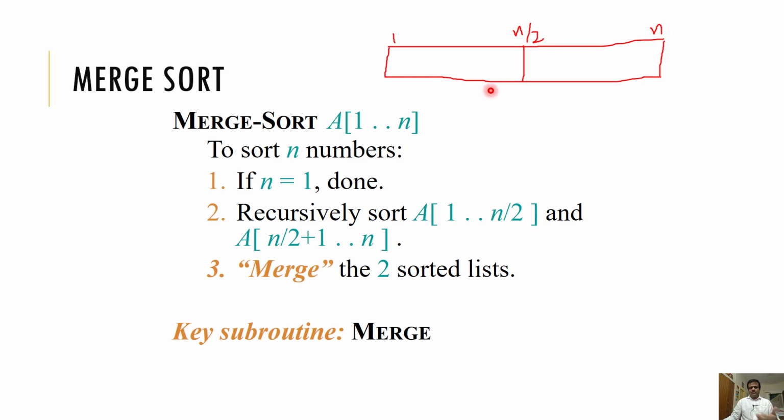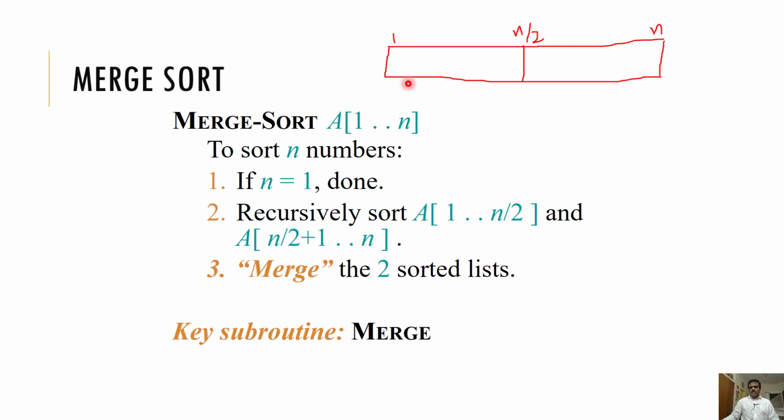That is, we are recursively calling merge sort again on this subarray. So, we are reducing the problem into subproblems. Our problem was a sorting problem to sort n elements. Now, we have a problem reduced to sorting n by 2 elements, and here also n by 2 elements. So, we recursively sort this subarray and this subarray by recursively calling the same merge sort.